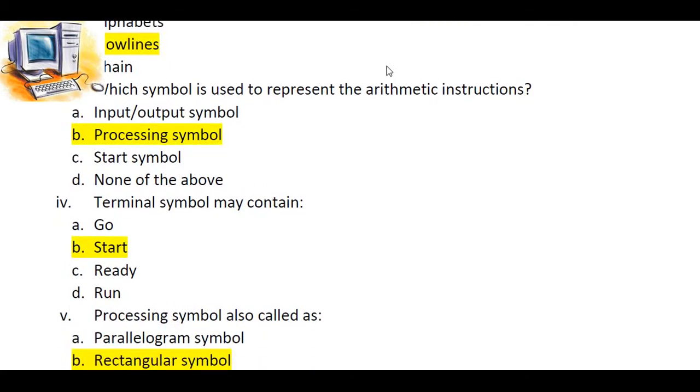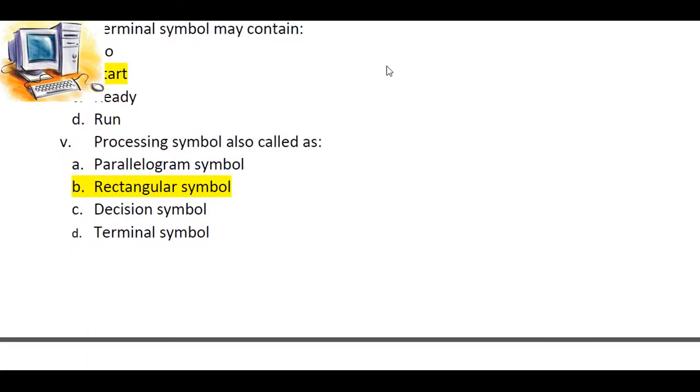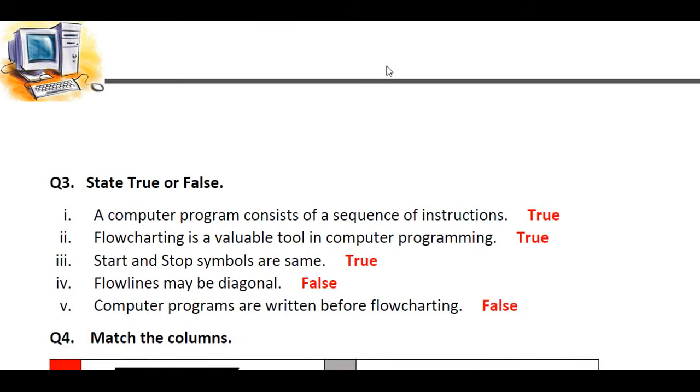Fourth MCQs is terminal symbol may contain option A go, option B start, option C ready, option D run. So the correct option is option B, that is start. Fifth MCQs is processing symbol also called as option A parallelogram, option B rectangular, C decision and D is terminal. So the correct option is option B, that is rectangular symbol. Processing symbol is also called rectangular symbol because it is represented by the rectangle shape.